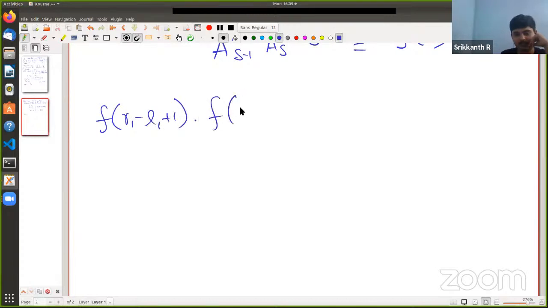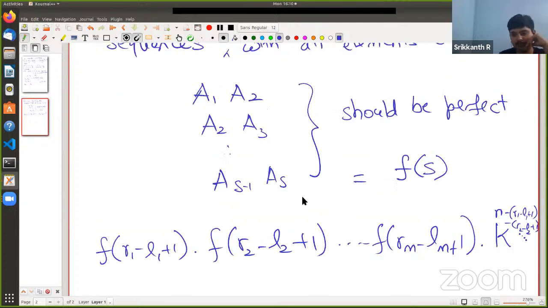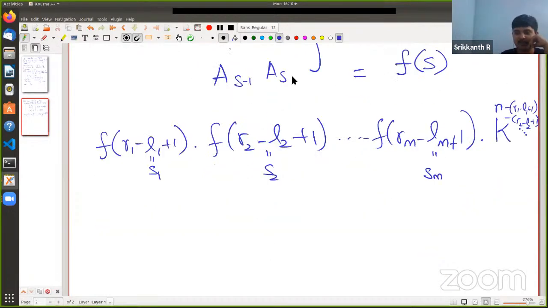r1 minus l1 plus 1 into f of r2 minus l2 plus 1, and so on, into k power n minus the other numbers, r1 minus l1 plus 1, r2 minus l1 plus 1, and so on. So if we are able to find f of s for these numbers, let's call them S1, S2, and so on, then that's it. Essentially, the problem is finding f of s for m different values.